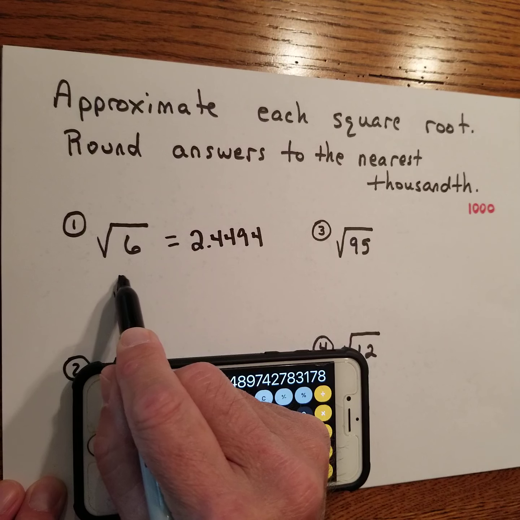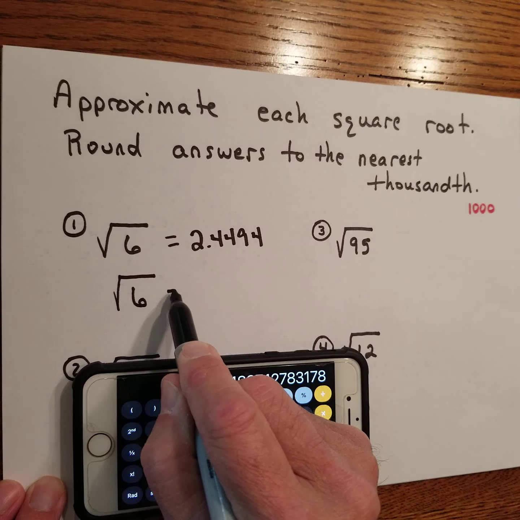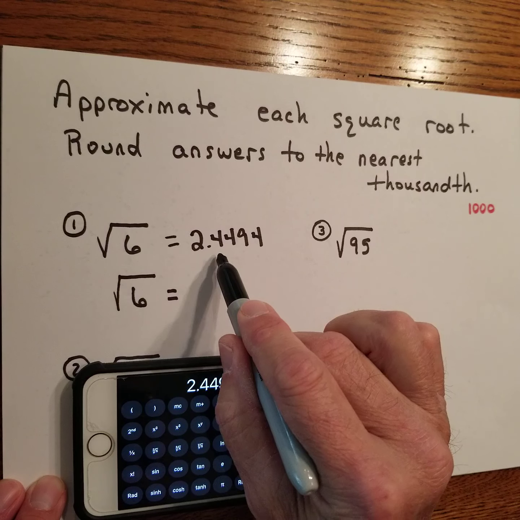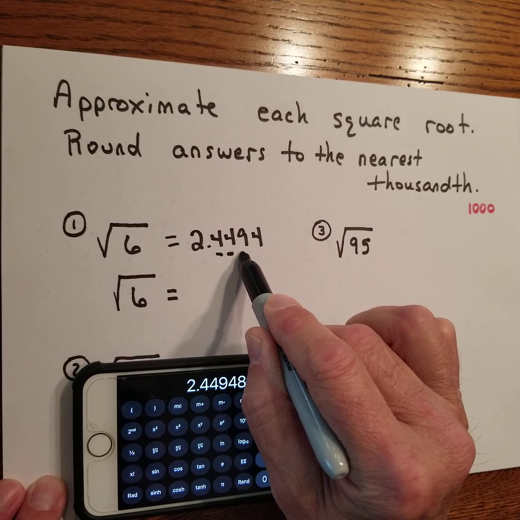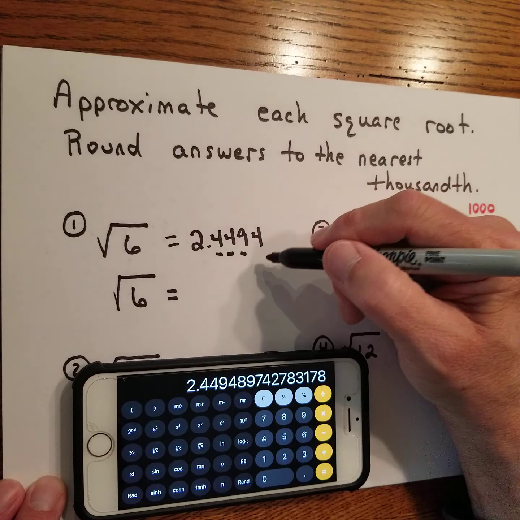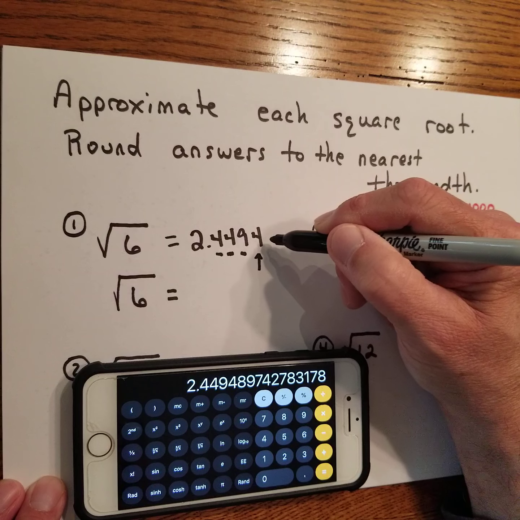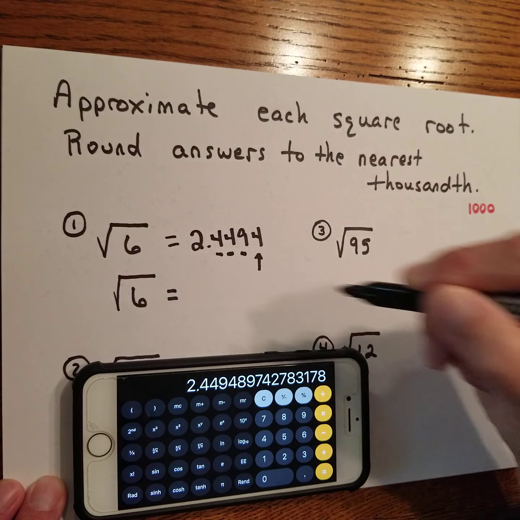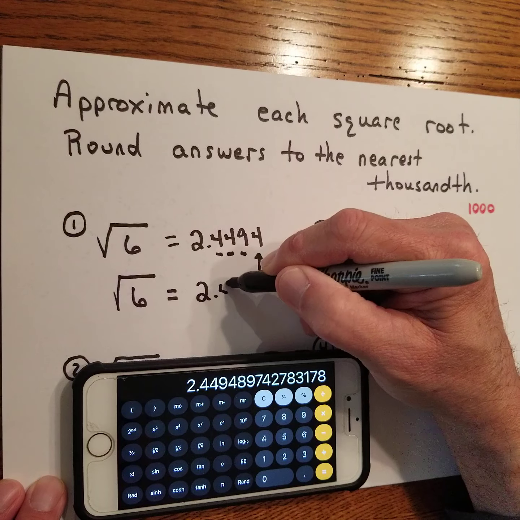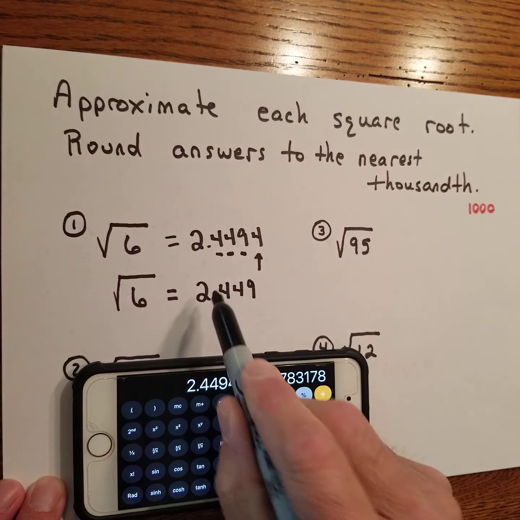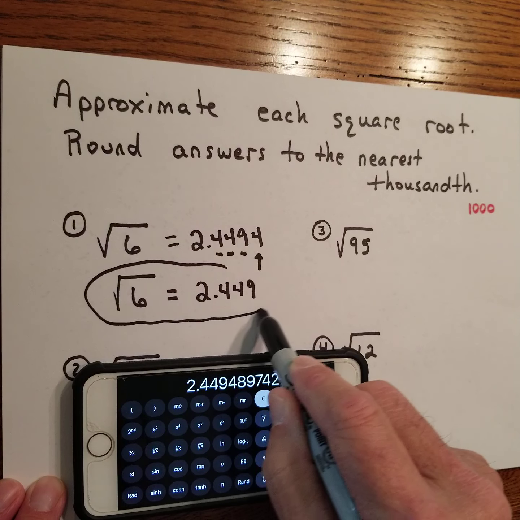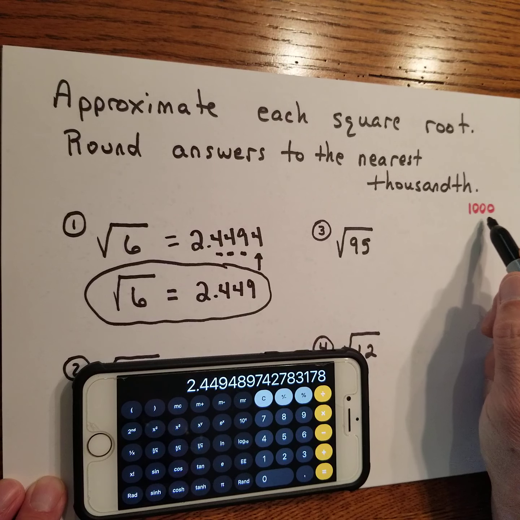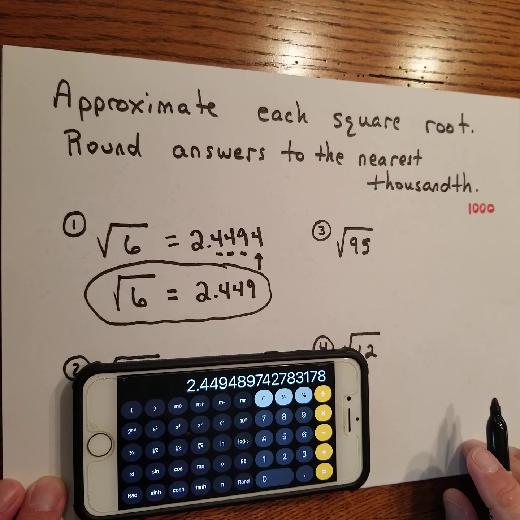So for a better answer, the square root of 6 equals... The number 1,000 has 3 zeros. 3 zeros means 1, 2, 3 place values. Now check the next place value out. And if that's 4 or smaller, then this does not round up. So to the nearest thousandth, we're at 2.449. See how my answer has 1, 2, 3 place values. That matches the 1, 2, 3 zeros in the number 1,000.